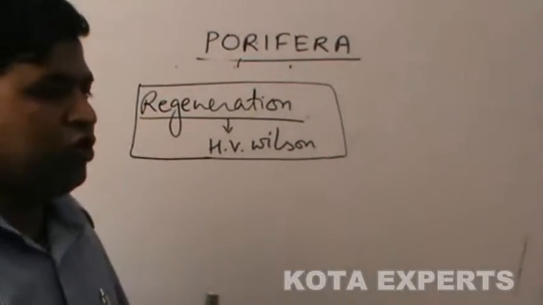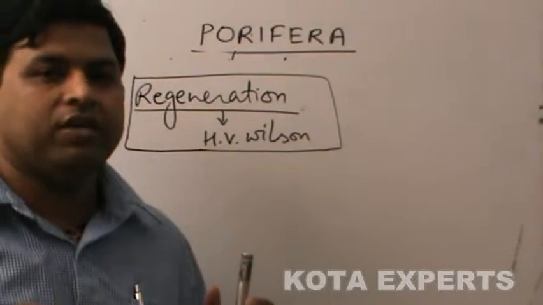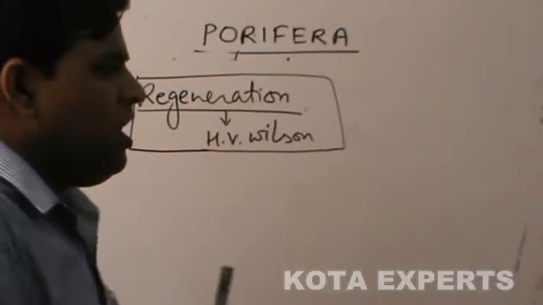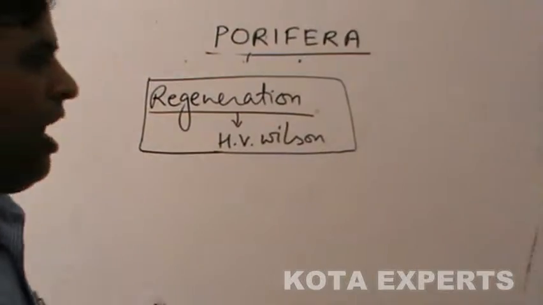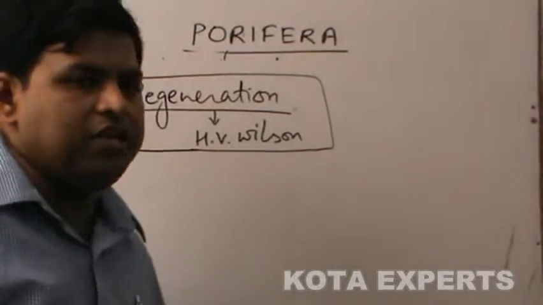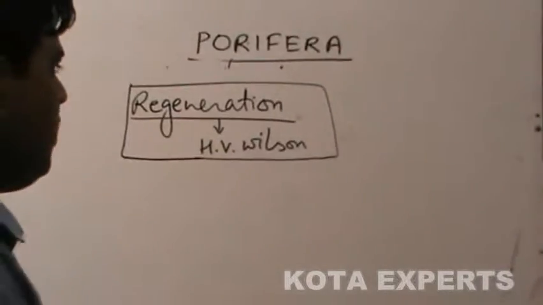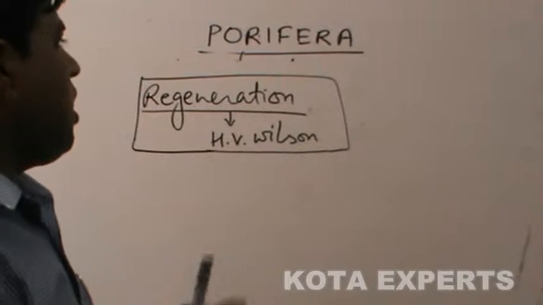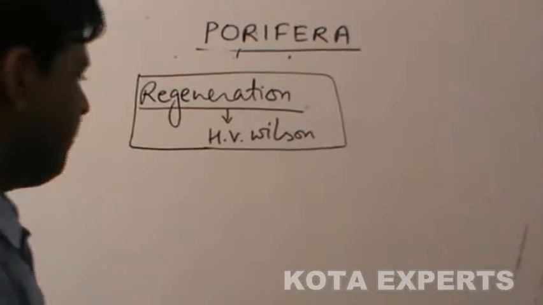So these are the poriferans. Once again, we have to rewind that poriferans are the organisms which bear pores on their bodies, and through these pores they ingest food through the water current and digest it inside the spongocoel, and through the osculum they excrete the undigested food. So this is all about the poriferans.